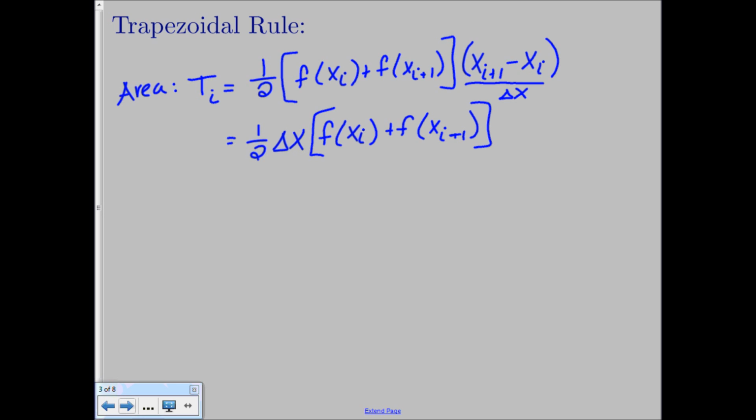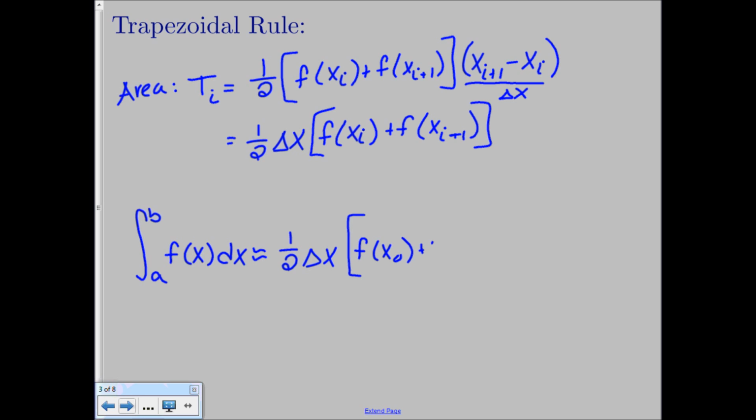Now if we add up n amount of trapezoids, our formula for the trapezoidal rule is going to say that the integral from a to b of f of x dx is approximately equal to 1/2 delta x times f of x naught plus 2 f of x1 plus 2 f of x2 plus dot dot dot all the way up to 2 f of x n minus 1 plus f of xn.